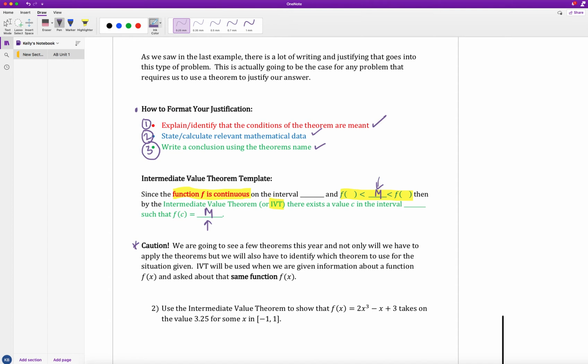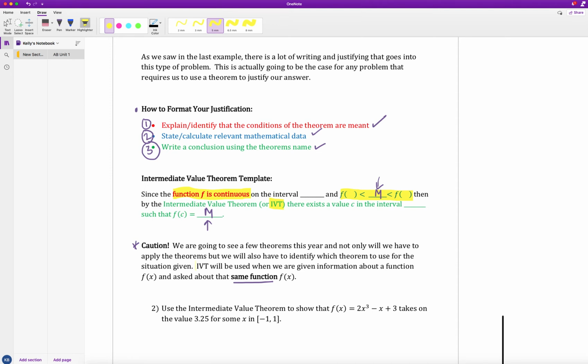The intermediate value theorem is used when the given information about a function f of x is asking about that same function f of x. So throughout this course, we are going to see a couple theorems. And in all of these problems, we are applying the intermediate value theorem since that's the only concept we're talking about. But once we start building and putting a lot of these concepts together, the problems are not going to specifically state which theorem they want you to use. Instead, we have to interpret based off of what the question is asking and what the question is giving us, which theorem would be most appropriate.